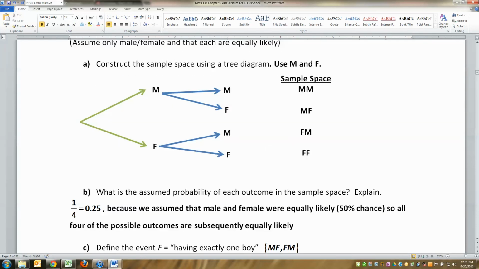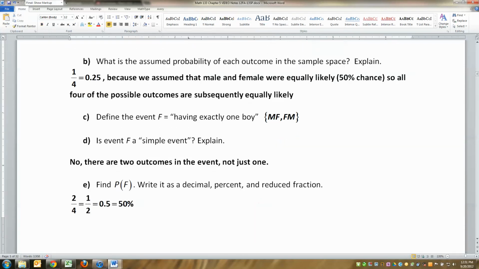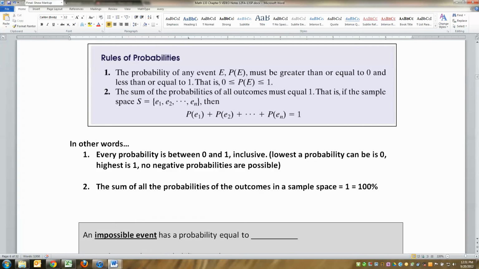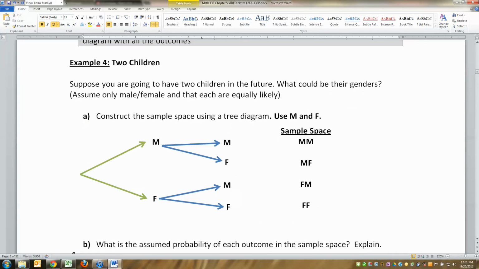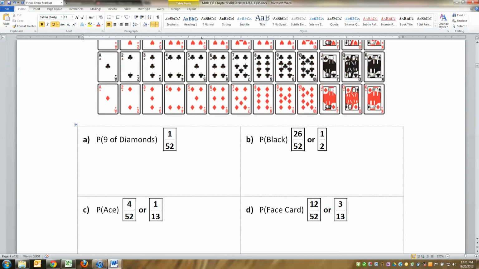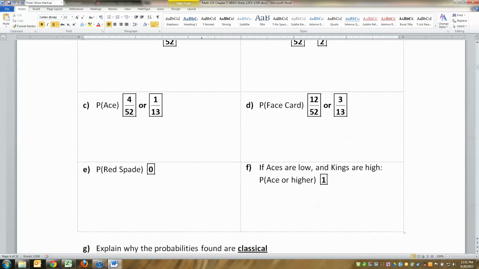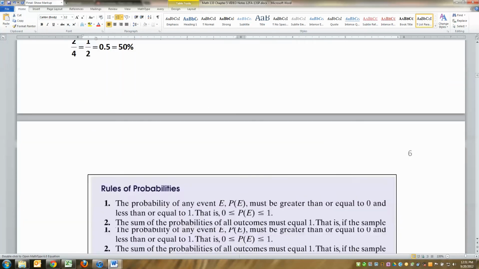If you look back to these probabilities, if this is a fourth and this is a fourth, a fourth, a fourth, then all 4 of them add up to 1 because you have all things accounted for, right? All right, so that's what that second one says. Now, if an event is impossible, then its probability is equal to 0. We saw that already with the red spade thing, right? If something's impossible, then there's no chance it's going to happen. No chance makes 0 probability.